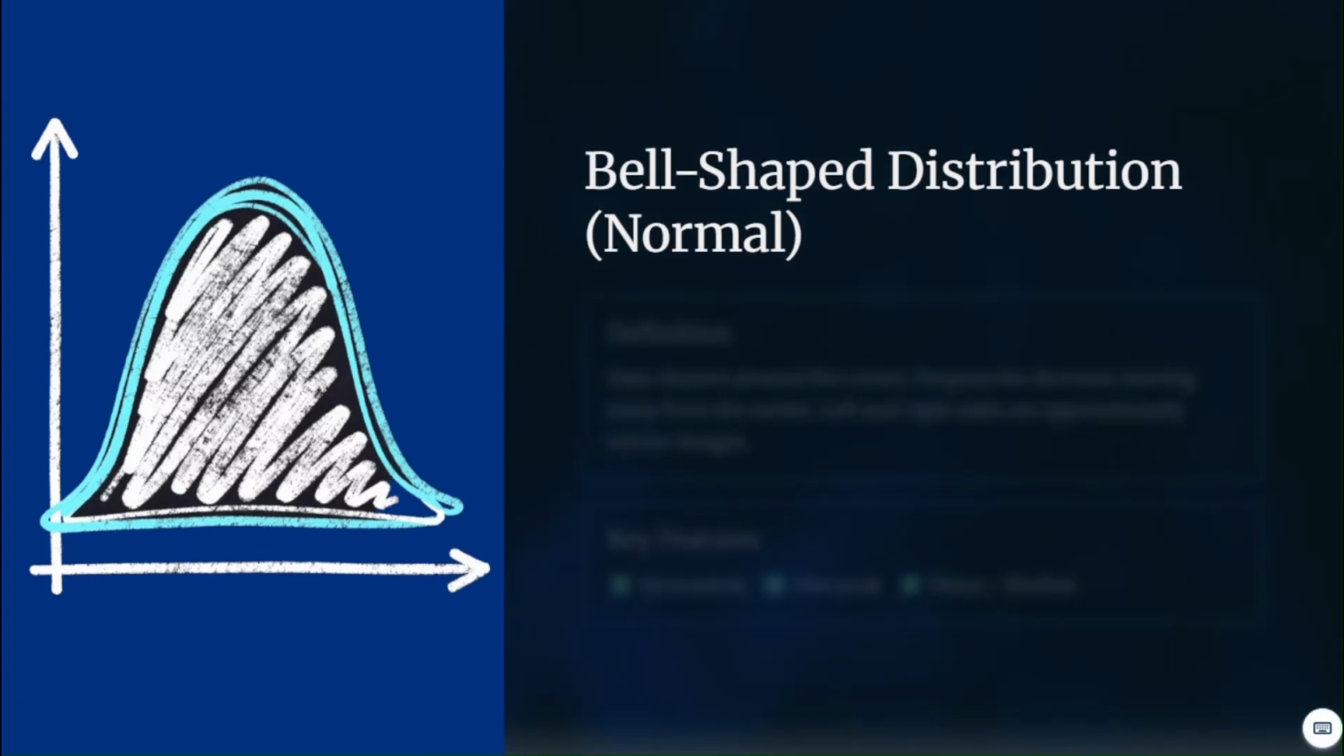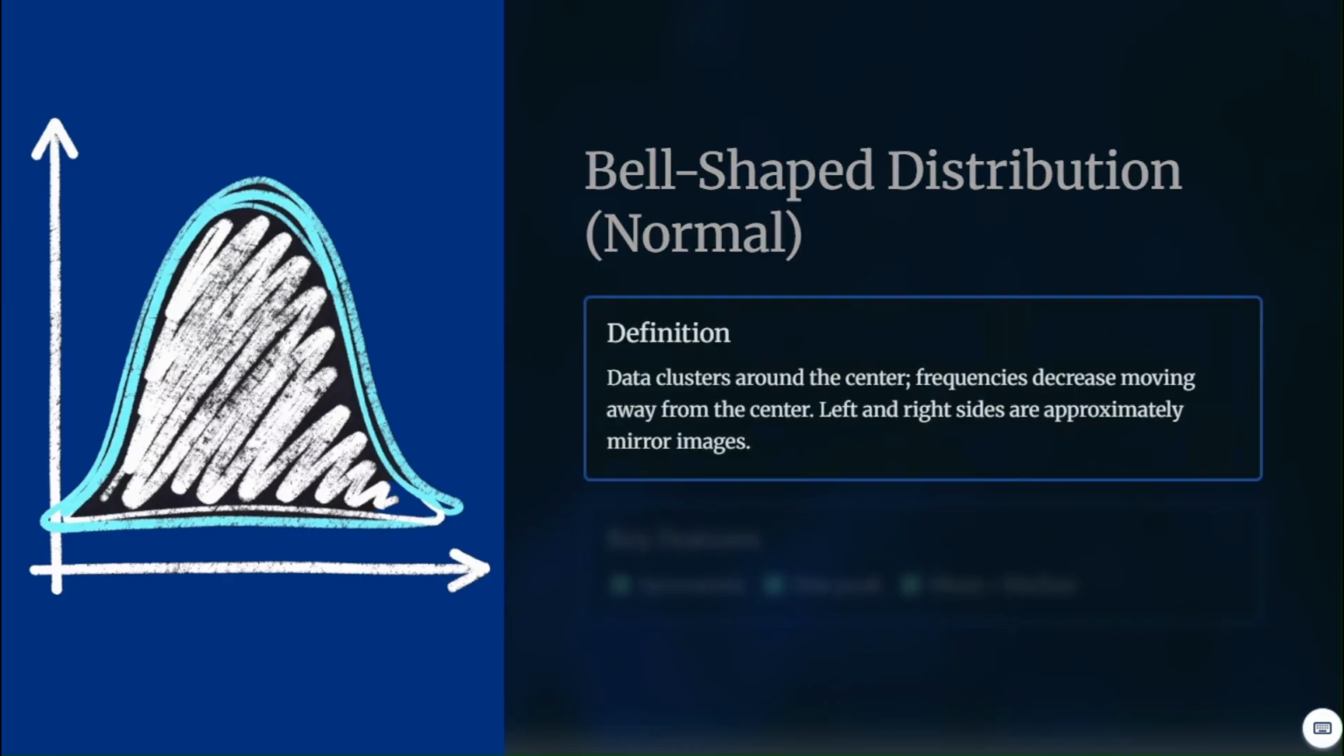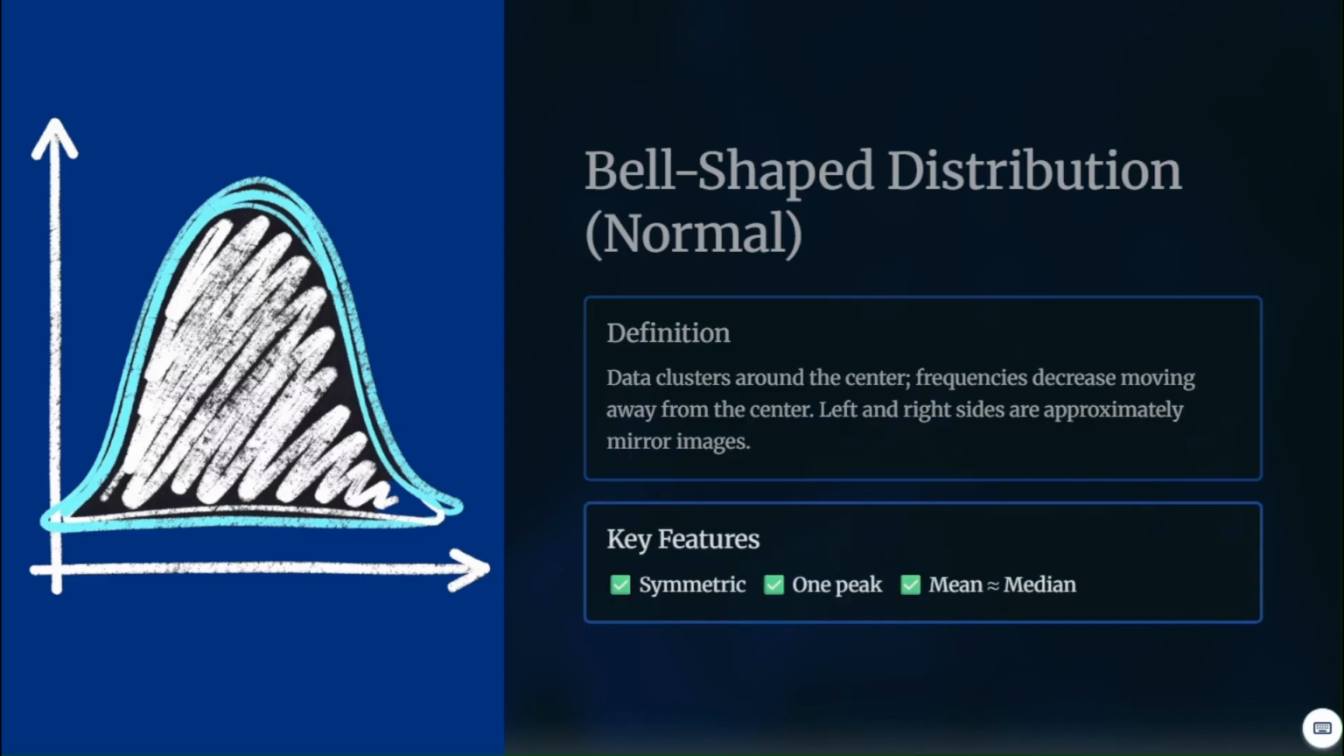The second shape we'll look at today is the bell-shaped distribution, or what we call the normal distribution. In this case, the data clusters around the center, and then frequencies decrease moving away from the center. The left and right sides are approximately mirror images. Some of the key features of the bell-shaped distribution are that it is symmetric, there's only one peak, and the mean is approximately equal to the median.